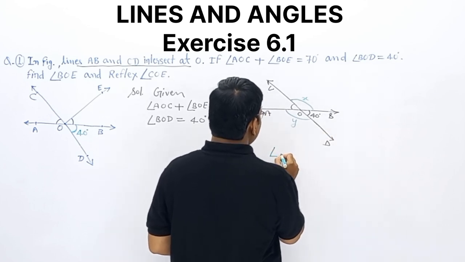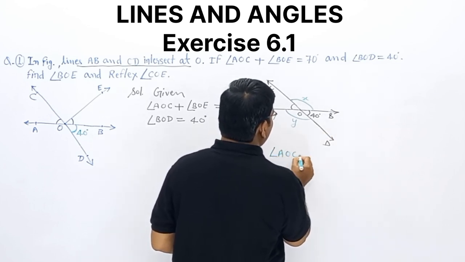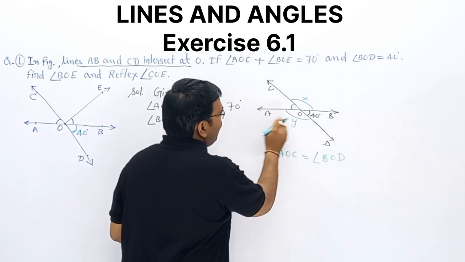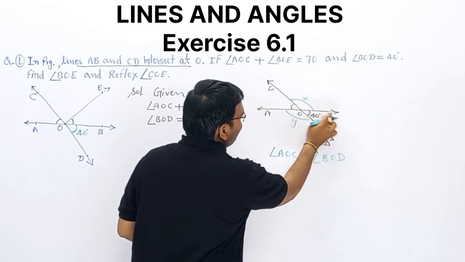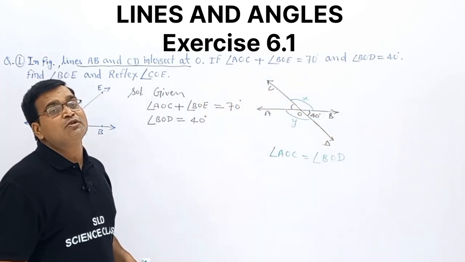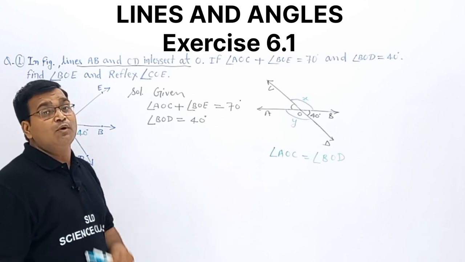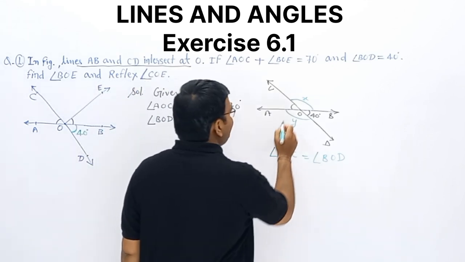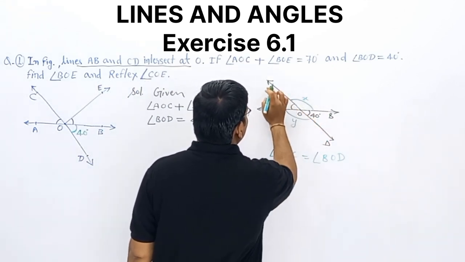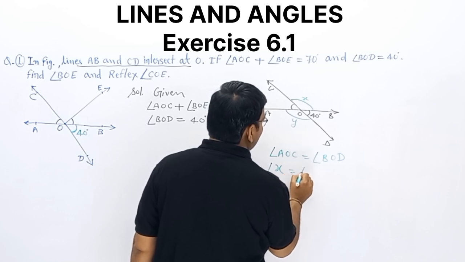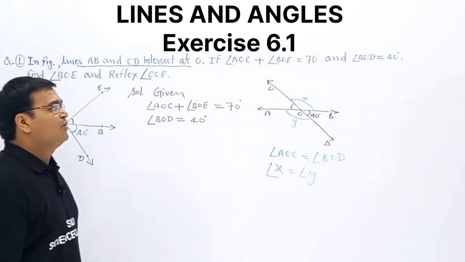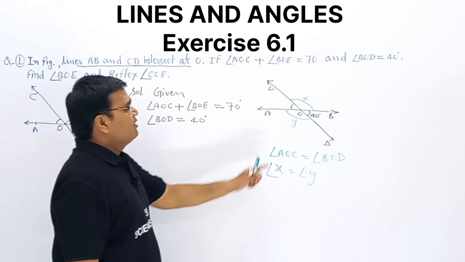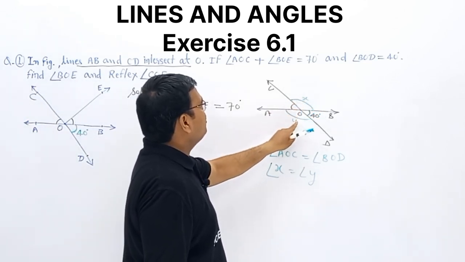Angle AOC will be equal to angle BOD. Yes or no? AOC, this angle will be equal to this one. Why? Because two lines are intersecting, and once two lines are intersecting, we are getting vertically opposite angles and they will be what? Equal. And another pair is what? Angle BOC, this angle X will be equal to angle Y. Yes or no? We are getting two pairs of vertically opposite angles. This will be equal to this one and this will be equal to this one.